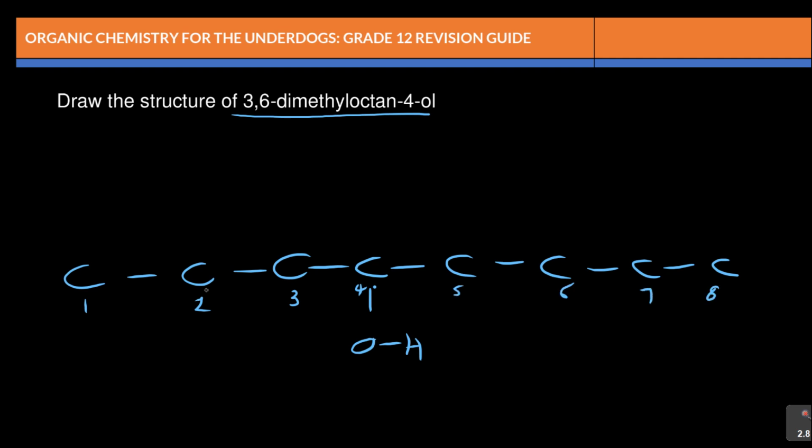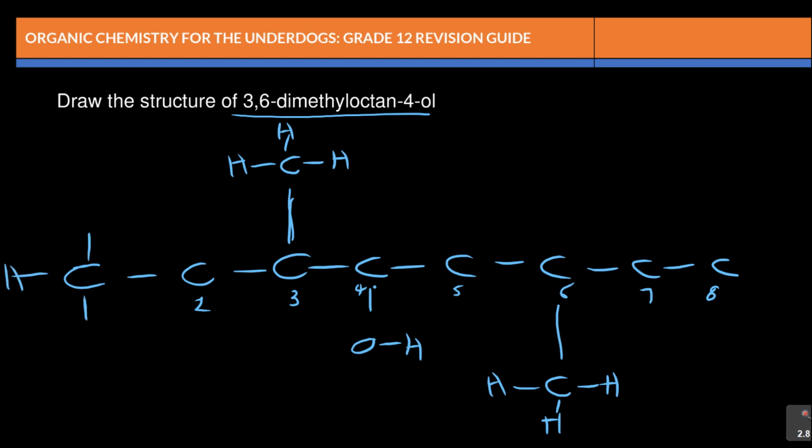Use a pencil to do this so that you can erase easily. All right, octane. And then what's the next one? It says 3. In carbon number 3, there is a methyl, CH3, and in number 6, there is a CH3, right? And that's it, dimethyl. Then the rest you fill up with hydrogen.